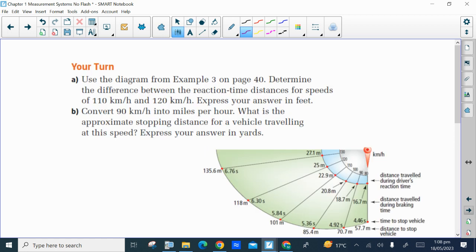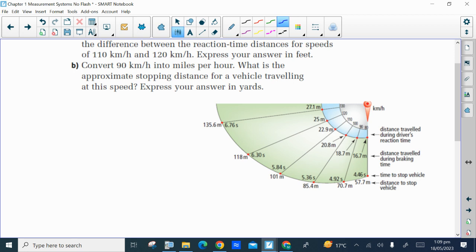And on the next page, using the same chart, determine the difference between reaction time distances for speeds of 110 and 120 kilometers in feet. So the reaction time at 120 kilometers is 25 meters. And for 110, it's 22.9 meters. So the difference there would be 2.1 meters, which we also want to write in feet.